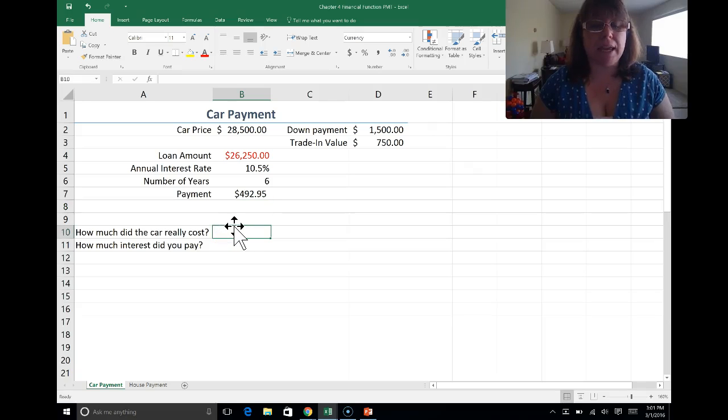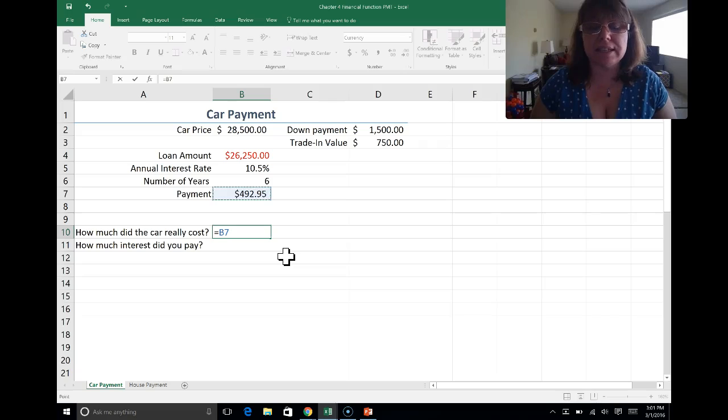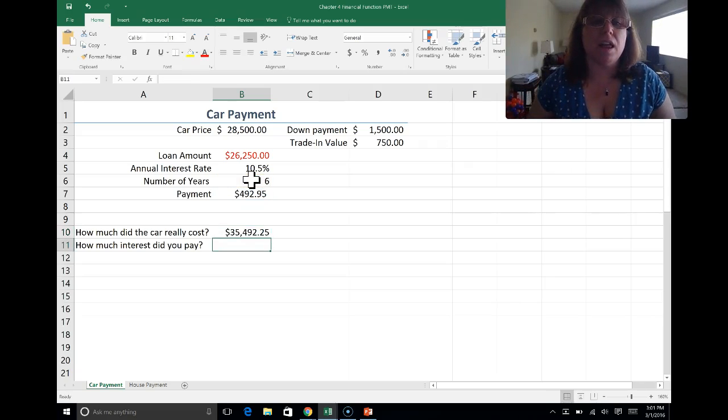Okay. So how much did this car really cost me? If I make a payment of $492.95, I'm going to multiply it by the number of payments I make, which was that 6 years times 12. This loan really cost me $35,492.25. Oof!